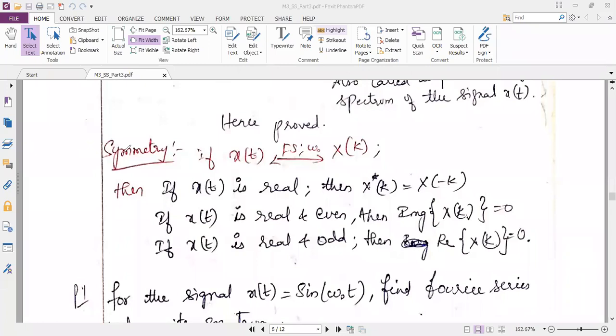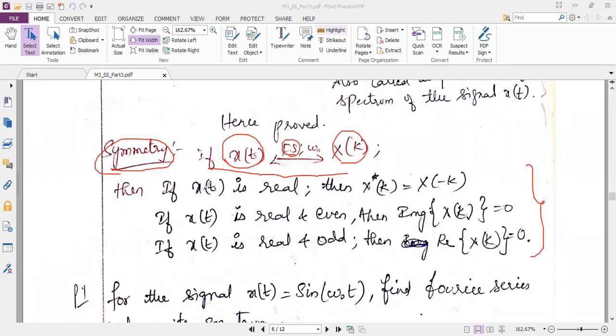Today we'll just see the symmetry property under the Fourier series. So the symmetry property, what it says is, if x of t's Fourier series is X of k, then we are observing these 3 points.